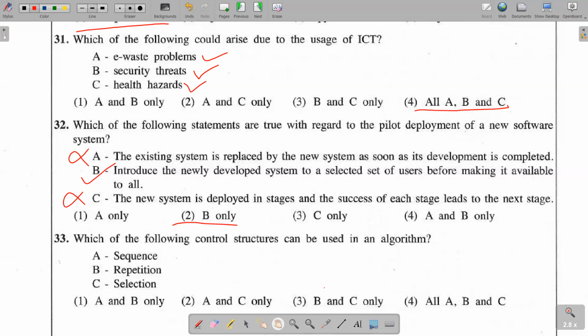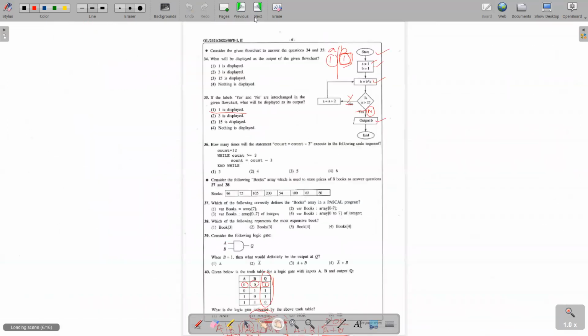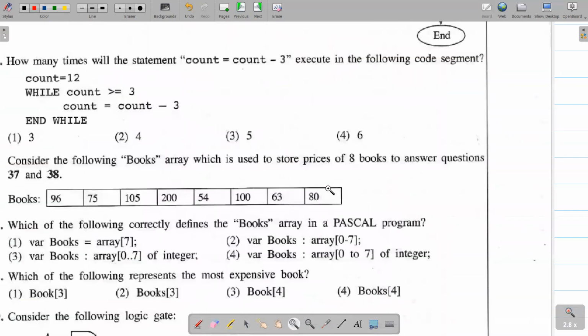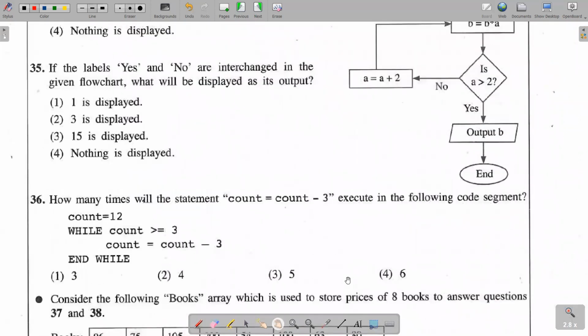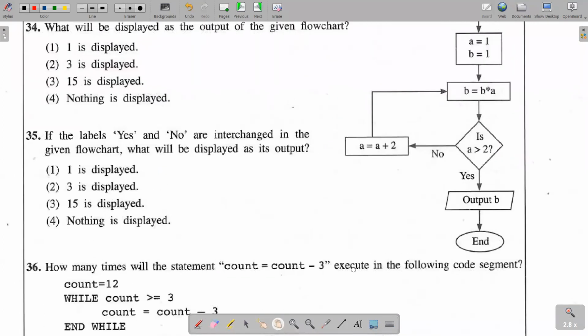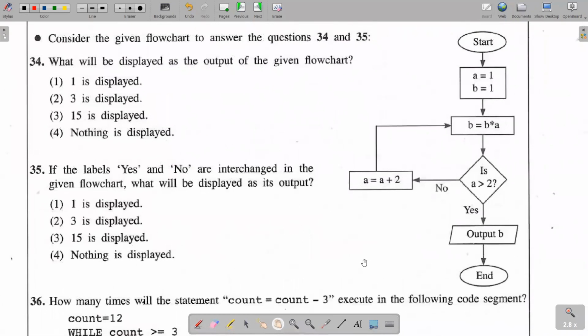Okay, so for 32nd, the second one is the answer. 35th. Okay, the 35th. If the labels yes and no are interchanged in the given flow chart, what will be displayed as its output?